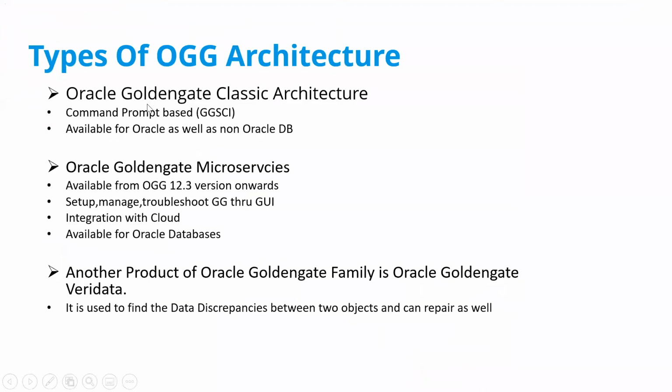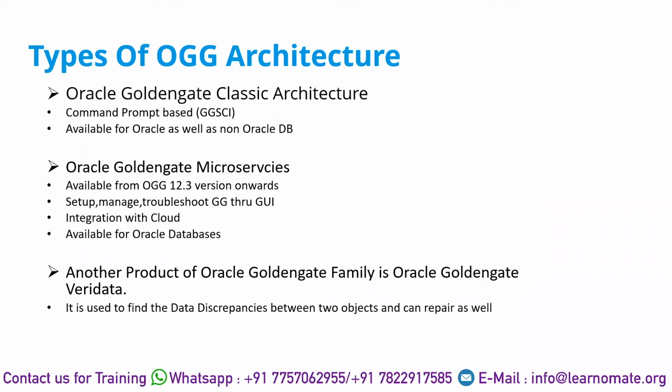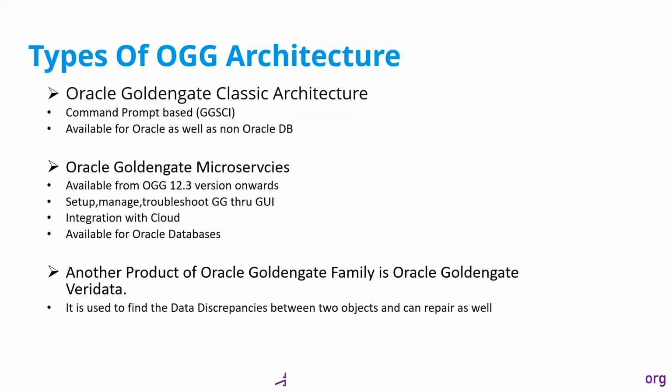GoldenGate Classic architecture is a command prompt based architecture, and it is available for both Oracle as well as non-Oracle databases. It has been available since the beginning of GoldenGate. Microservices architecture is available from GoldenGate version 12.3 onwards. It allows you to set up, manage, troubleshoot, and configure GoldenGate through a GUI. It allows better integration with cloud applications as well. It is available for Oracle database.